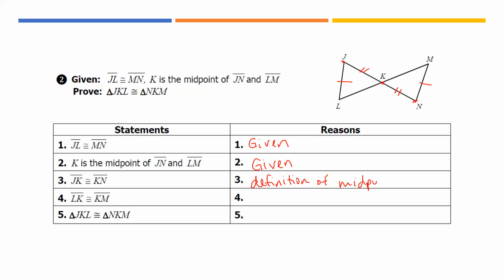But it also says that K is the midpoint of LM. So that means these 2 have to be congruent also. So that's the definition of midpoint. Again, you can use the same reason as many times as you need to. And with all of that, I now have all 3 sides of one triangle congruent to all 3 sides of another triangle. So I can say that those 2 triangles are congruent by side-side-side.